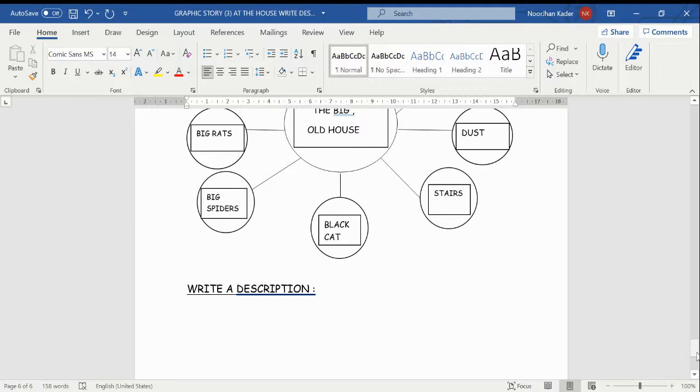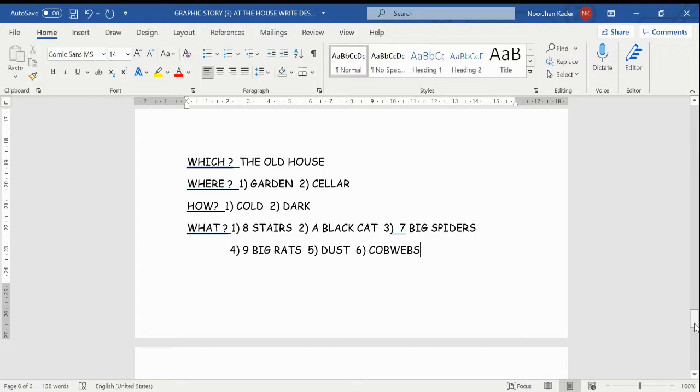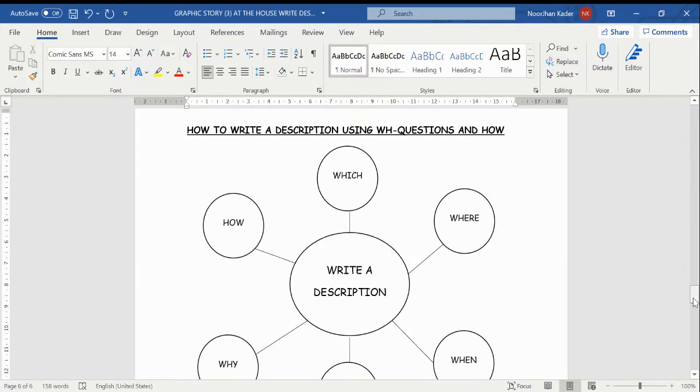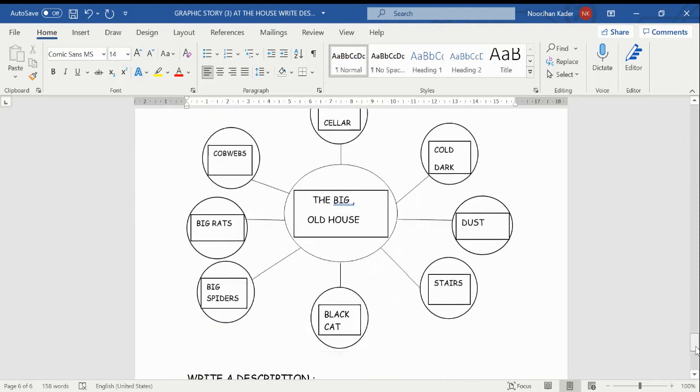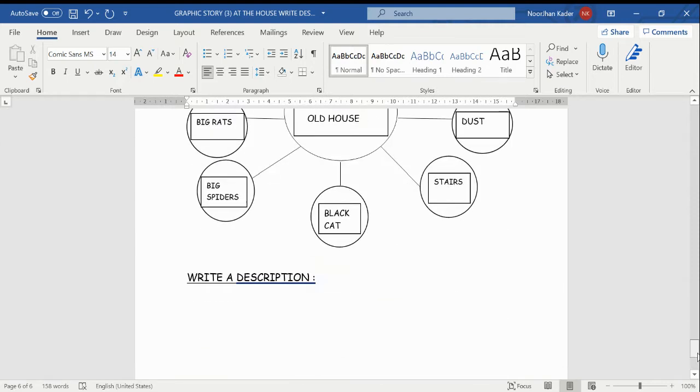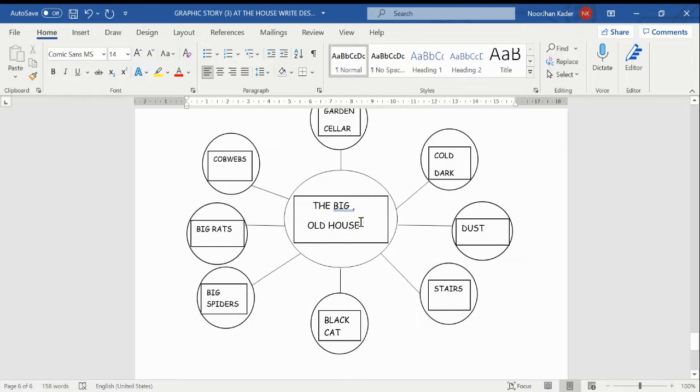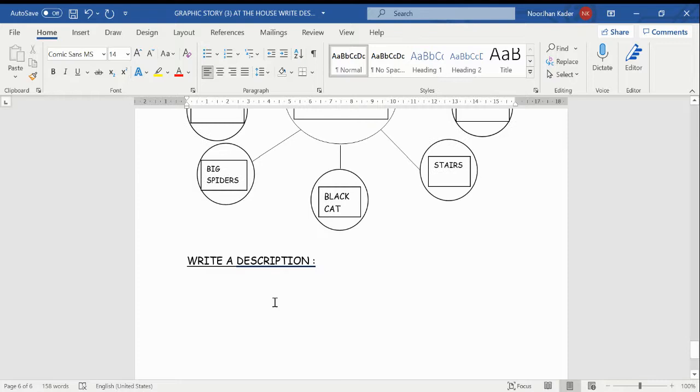In this case, we are writing about the old house. So now we can actually start writing about the old house. From here, of course, this is the title, the big old house. So how are we going to start?